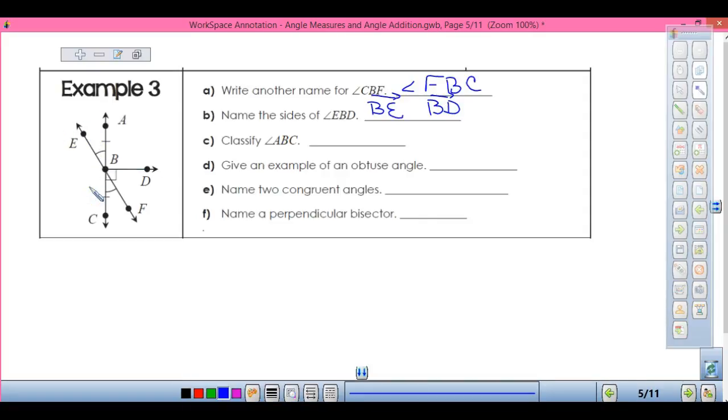Okay, it says classify angle ABC. So ABC is this guy right here. Straight angle, yep, on the straight line. Okay? We need an example of an obtuse angle. There is a plethora of choices up here. There's lots of obtuse angles up here. Who wants to give me one? Angle EVD, that will work. That is obtuse.